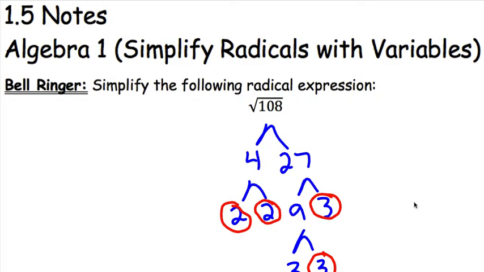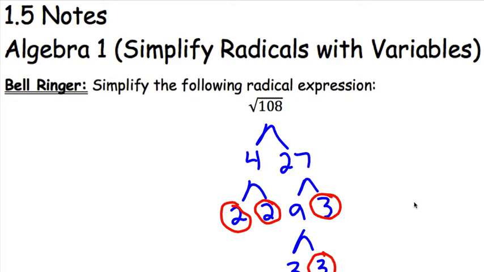So first of all, we want to do our factor tree. Pick a number that will divide into 108. Again, your factor tree could be a little bit different than this. You could start off with 2, you could start off with 9, you could start off with 3. You could have something different than mine, but our final answer should still be the same. So I started off with 4 and 27.